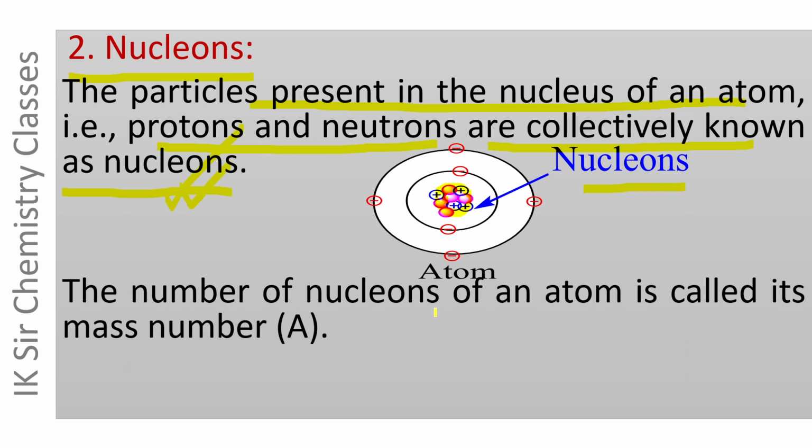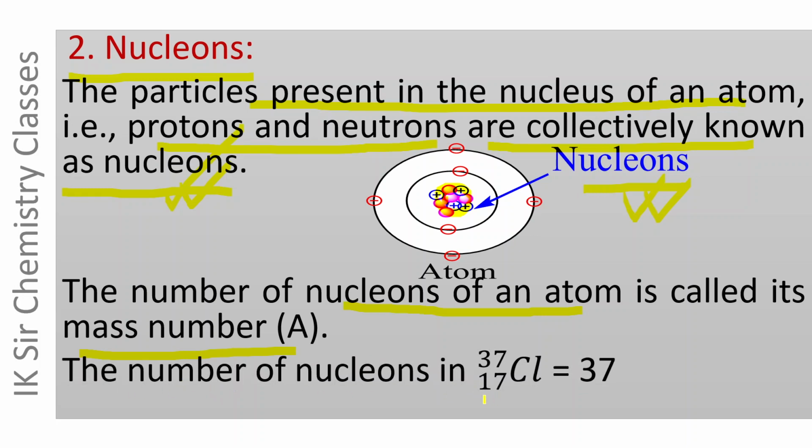The number of nucleons, that is the sum of the number of neutrons and protons of an atom, is nothing but its mass number. The number of nucleons of an atom is equal to its mass number. For example, the number of nucleons in Cl37 is equal to 37. That is the sum of the numbers of protons and neutrons in the nucleus, and it is nothing but the mass number.